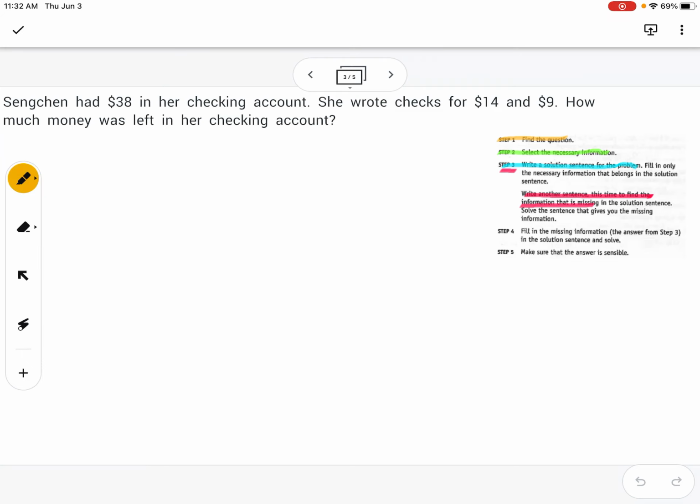So let's first read the question. So Seng Chen has $38 in her checking account. She wrote checks for $14 and $9. How much money was left in her checking account?